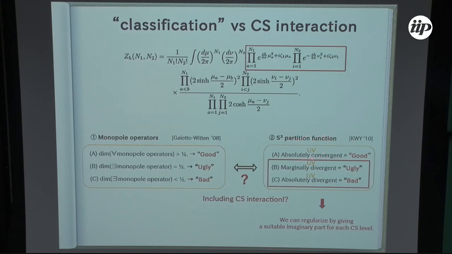So in that sense, the previous classification, the S3 partition function, is for the sum whether this is UV divergent or not, right? But the UV divergence can be treated, in some sense, by analytic continuation for this Chern-Simons coupling. So this classification is subtle, right? So is it still available for the case that includes Chern-Simons interaction? This is a simple question.